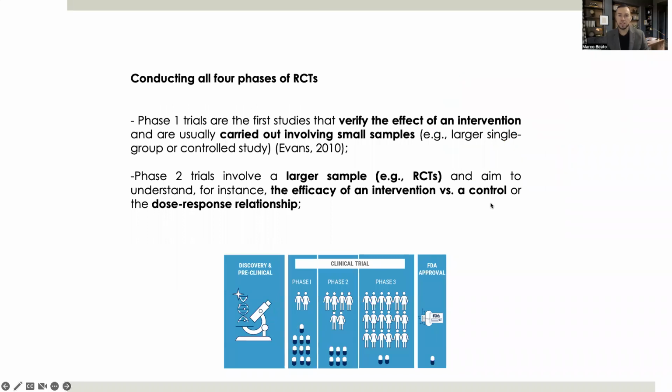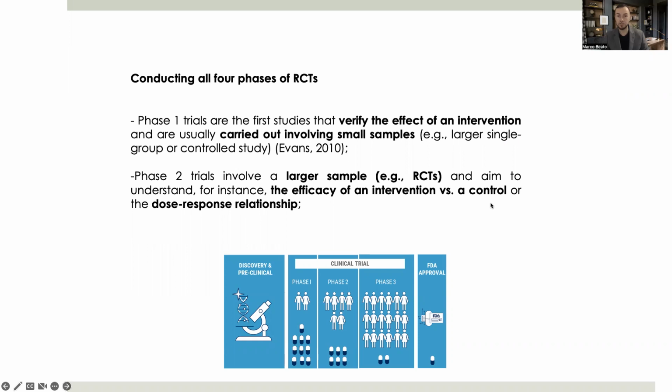Clinical trials are classified into phases based on the objectives of the trial. Phase 1 trials are the first studies that verify the effect of an intervention and are usually carried out involving small samples, for example, larger single group or control studies. Phase 2 trials involve a large sample, for example, randomized controlled trials, and aim to understand, for instance, the efficacy of an intervention versus a control.